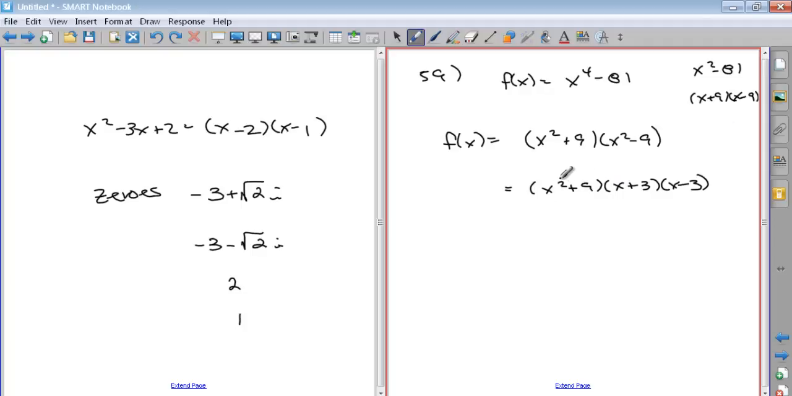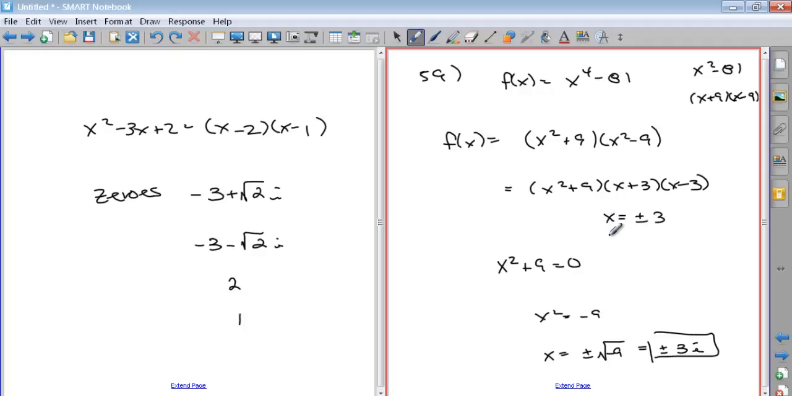Now, this one is going to be imaginary. So what we do is we set that equal to 0, and then you subtract 9 from both sides. You take the square root, so you get plus or minus the square root of negative 9, which is equal to plus or minus 3i. So those are 2, and these are the others. Those are the zeros. The zeros here would be x is plus or minus 3. So we have 4 zeros, which are x equals plus or minus 3, and x equals plus or minus 3i.